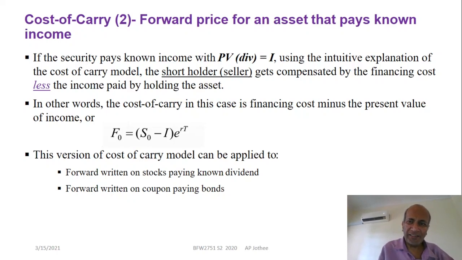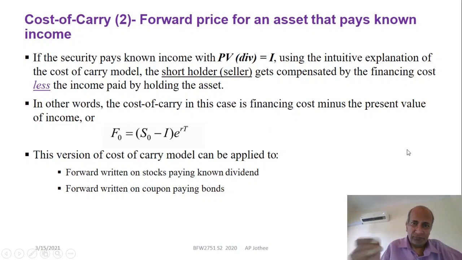Forward price for an asset that pays no income. Earlier we saw the forward price of an asset with no income. Now if there is an income, what happens? For example, like dividends or coupon or something like that. If the security pays a known income, then you have to present value that particular income, because the income comes at a certain timeline between the initiation 0 and the time big T.